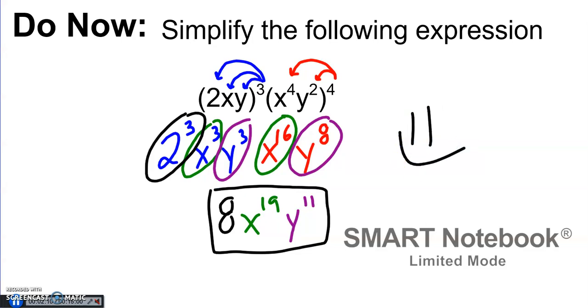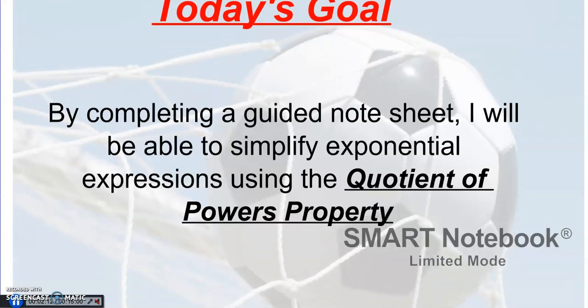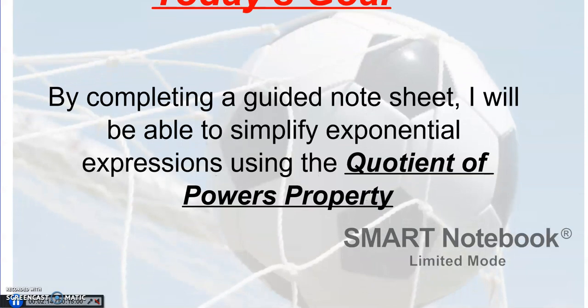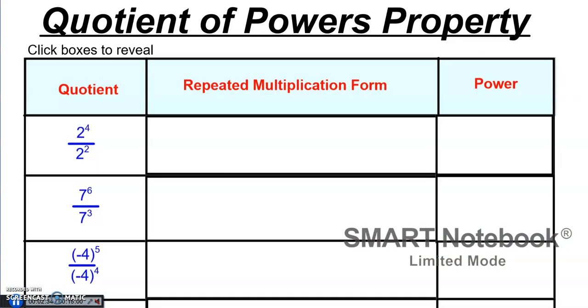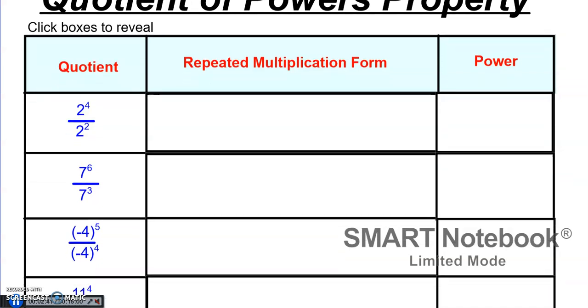Here we go. So today we are going to be completing a guided note sheet, and you'll be able to simplify exponential expressions using what we call the quotient of powers property. Again, this is going to be section 10.3. So let's talk about what it actually means to show the quotient of powers property. So please pause the video where you are, copy down the chart, and then we will go through it together.